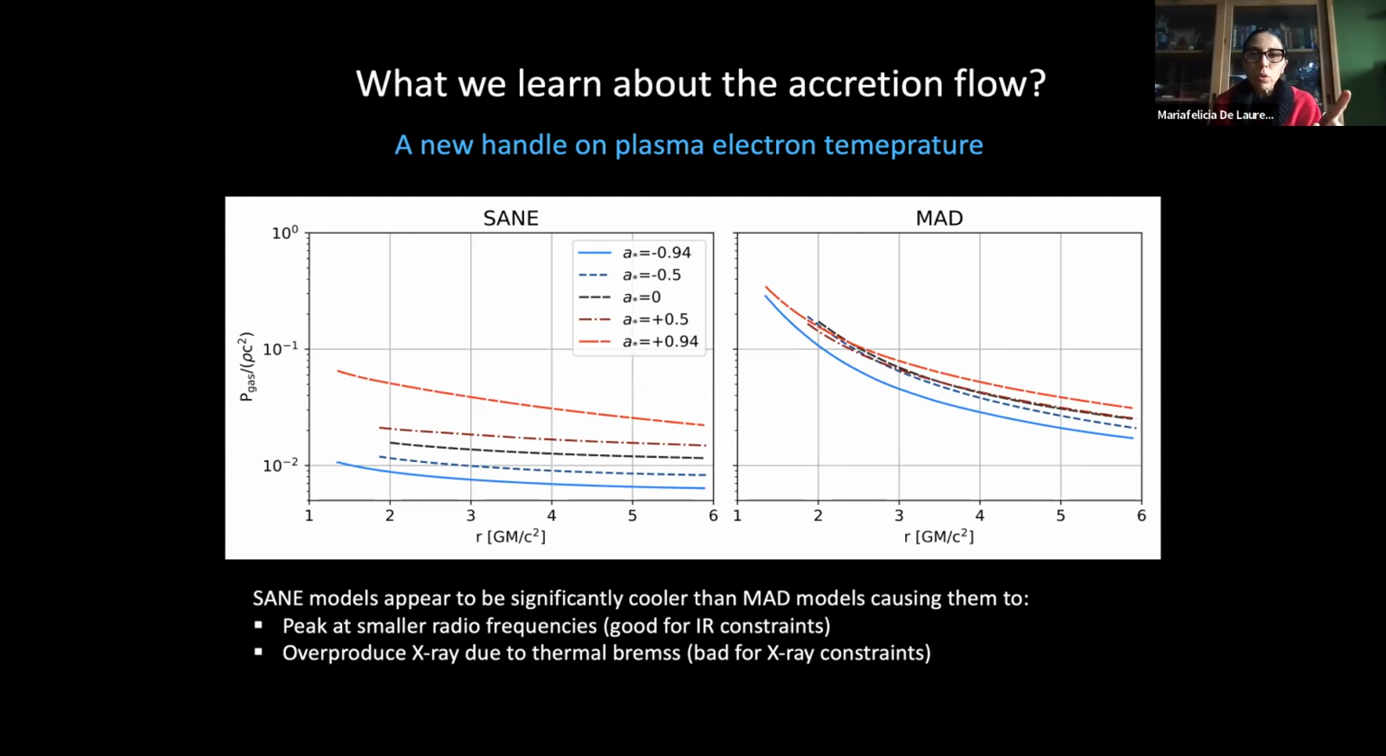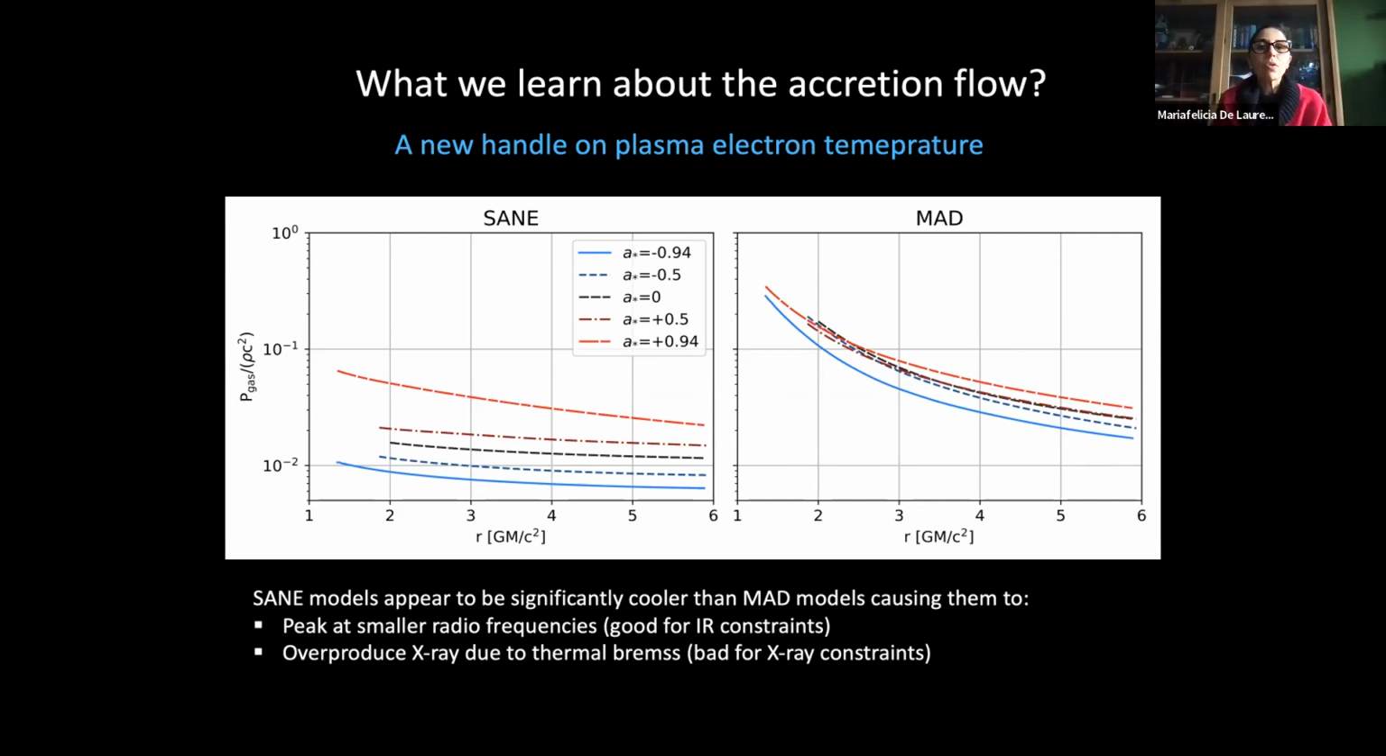If we look at the MAD model, we see that the curves are all higher for different spins with respect to the SANE model. You see there is a difference in the SANE model by a factor of 5 to 10. So SANE models are cooler than MAD models, which means that they peak at smaller radio frequency and overproduce X-ray due to the thermal bremsstrahlung.